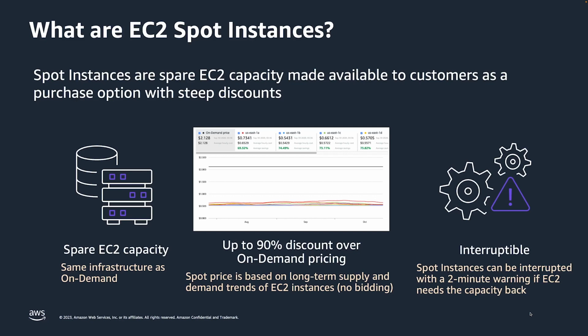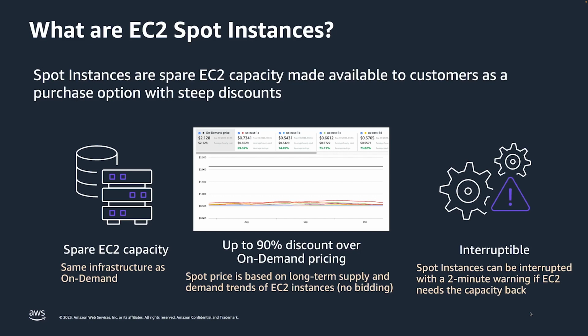Spot instances are spare EC2 capacity made available to customers as a purchase option with steep discounts. Very important to make a remark here: although the price of Spot instances changes over time, there is no way to determine the highest bid. Bidding is altogether not a thing for Spot instances. Instead, the price calculation is based on long-term supply and demand trends for the instances. Spot prices are based on long-term supply and demand. Prices change gradually and smoothly.